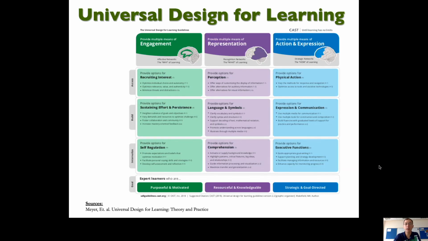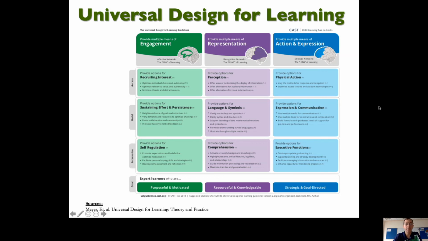All right, a little bit more about how to read this chart. So we've already looked at the networks in the brain. So here we have the affective network, which governs engagement, and we want to find multiple means of engagement. We have the recognition network. This is our visual and auditory cortex. That's where we see and hear and process information as it comes in. We want to make sure we're providing multiple means of representation. And then finally, we have our strategic network. This is where our organization and planning skills come into play. And we want to make sure that we are providing multiple means of action and expression for students so that they can exercise and practice that.